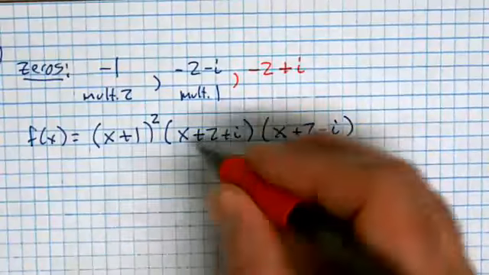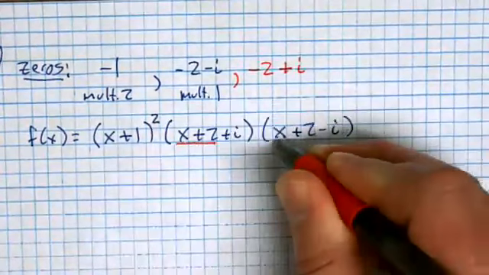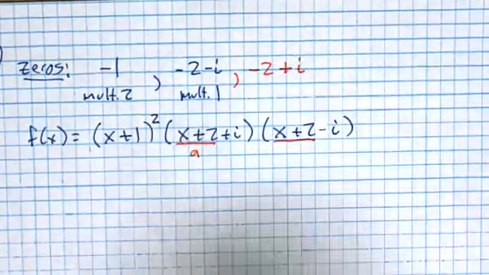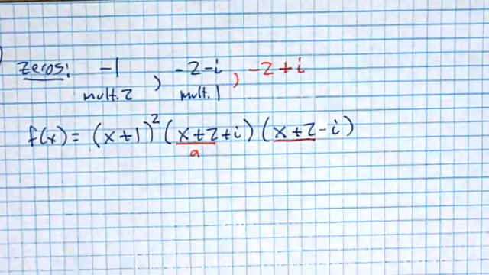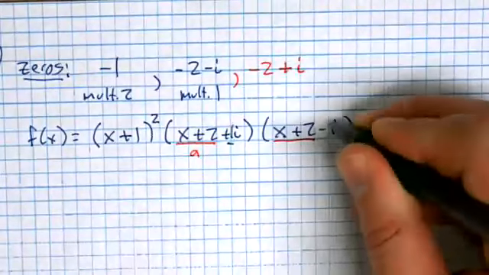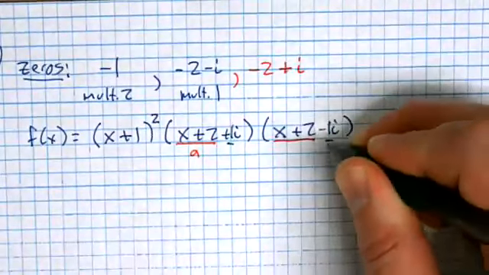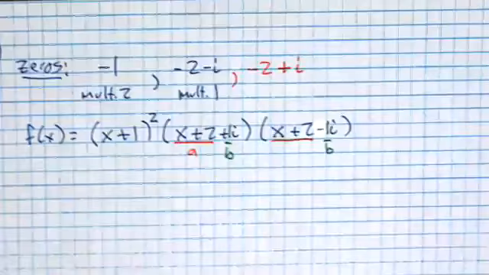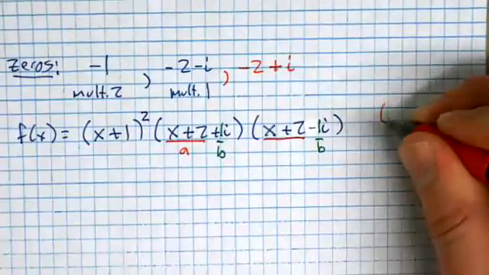If I'm looking at these two things, the thing that's in common, the A part would be the x plus 2. And the B part is the coefficient on the imaginary, which is 1. So B is 1, and A is x plus 2. So we've got to figure out what's A squared plus B squared. So I am going to need to figure out what x plus 2 squared is.